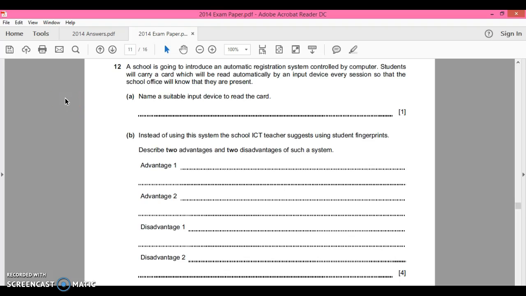Right, I'm going to do 12A and 12B together. Now, this question, 12A, is a little bit of a trick question, in a way. Right, what you need to think about, I'll tell you what, I'll read this first.